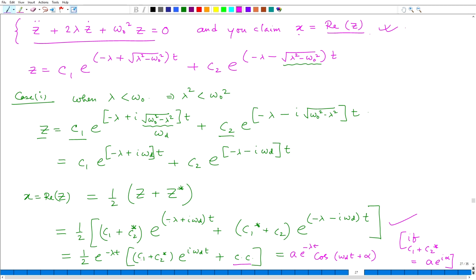This is nothing but c1 star plus c2 times e to the minus I omega d t, and you called c1 plus c2 star as a e to the power minus I alpha. So, what will be c1 star plus c2? That will simply be a e to the power minus I alpha. If you do the algebraic manipulation, it will come out like this, where we used the fact that e to the I theta plus e to the minus I theta is simply 2 cos theta. That is what we used over here.